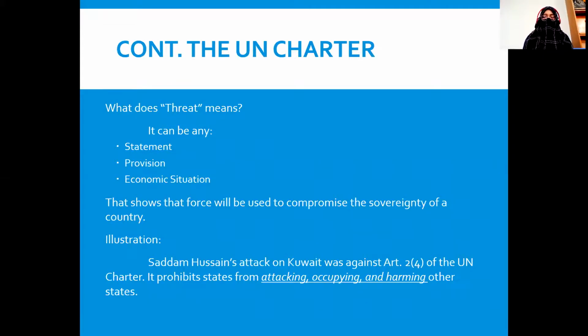Now, what does threat mean? There are several debates on the interpretation of the word threat. It can be any statement, any provision, or creating an economic or political situation that can threaten other states and their integrity or sovereignty. That shows that force will be used to compromise the sovereignty of the country. So if it's a statement showing that another state's sovereignty will be compromised, or if an economic situation is created showing that another state's integrity or sovereignty will be threatened, then that can be considered a threat.